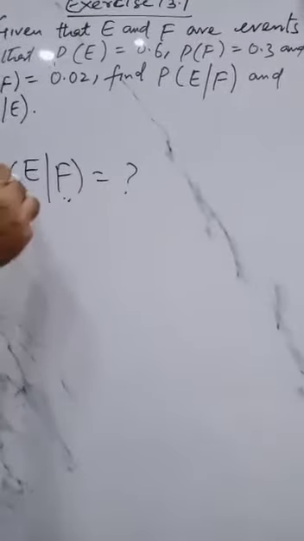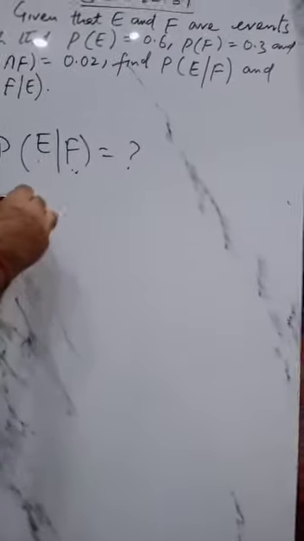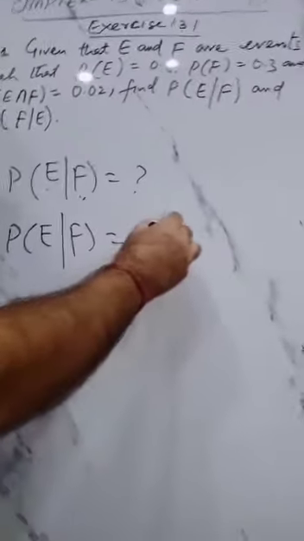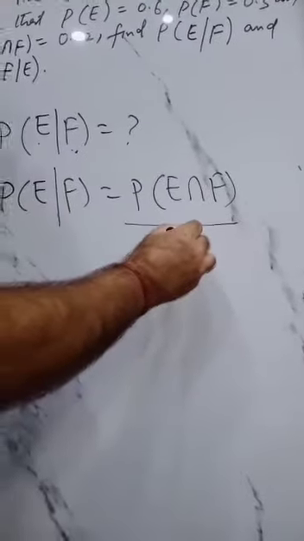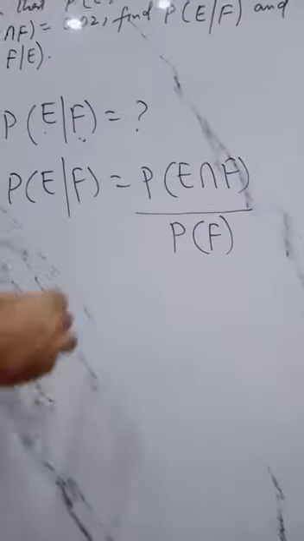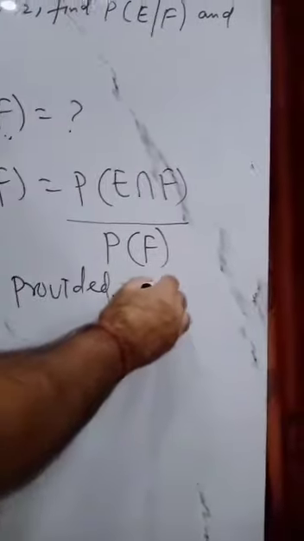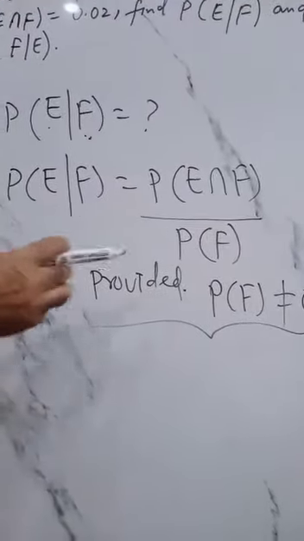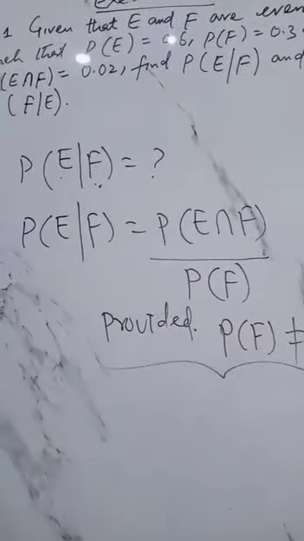So you can have a formula for this. That means we can write it as probability of the intersection of E and F divided by probability of F. This is valid only if P of F is not equal to 0. So this condition should be there, that probability of F should not be equal to 0.